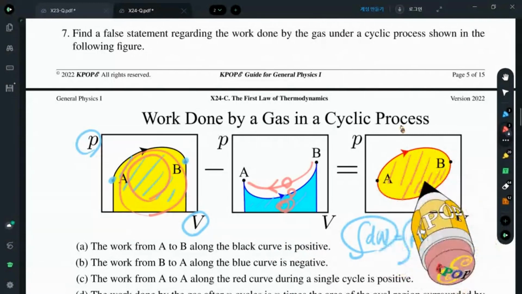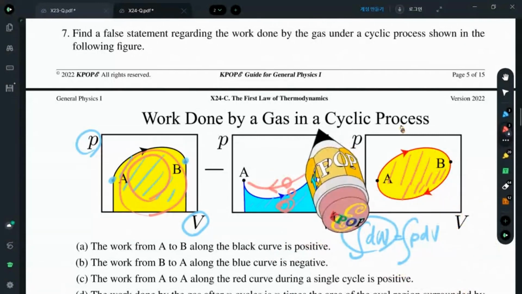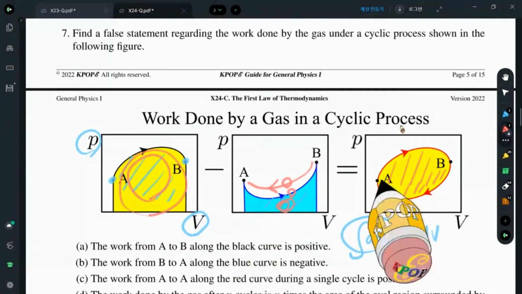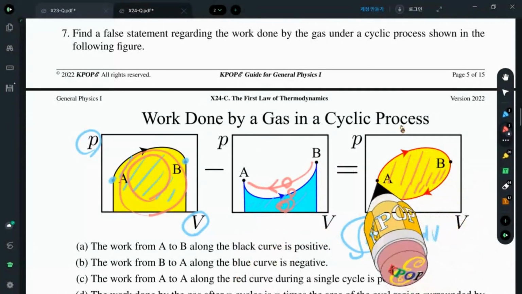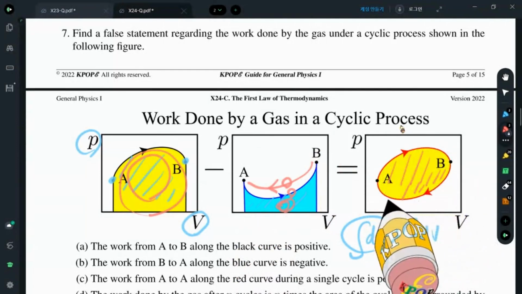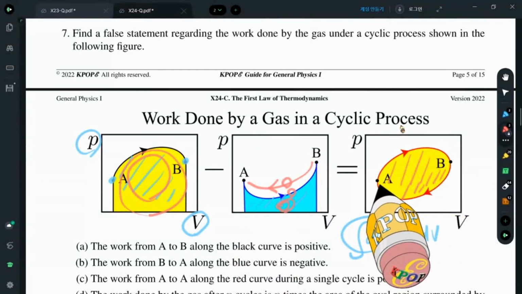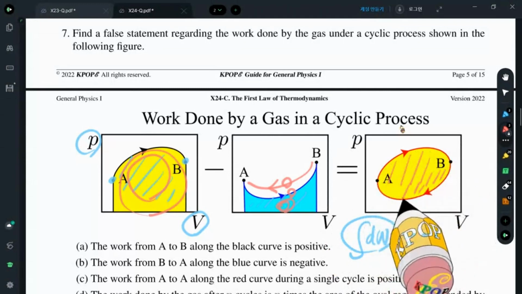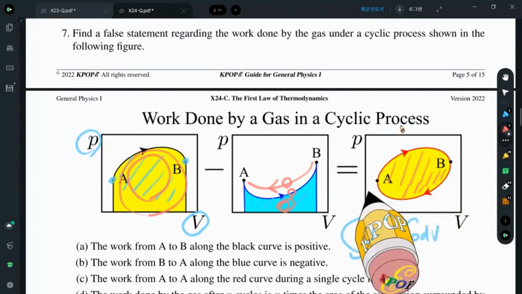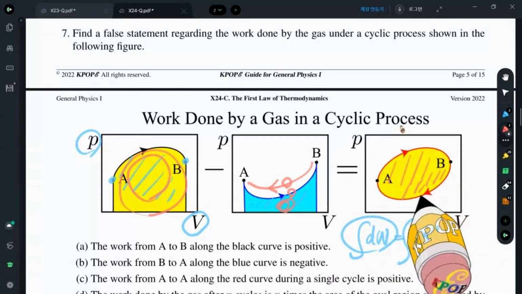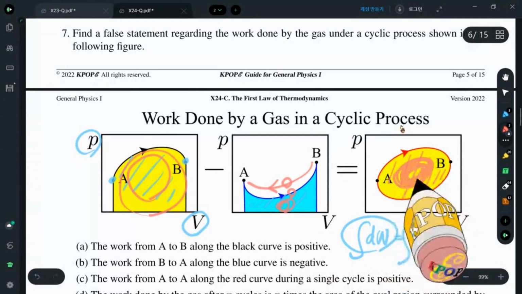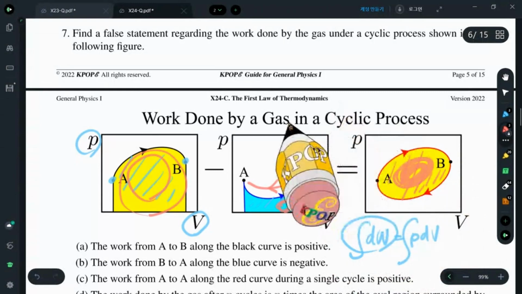This is the work done by a gas that is making a cyclic process. Cyclic means it returns to the same point, just like an engine or refrigerator. If it is making a cyclic process, it returns to the same point repeatedly. So during a single cycle, the work done by the gas is the area inside this curve.